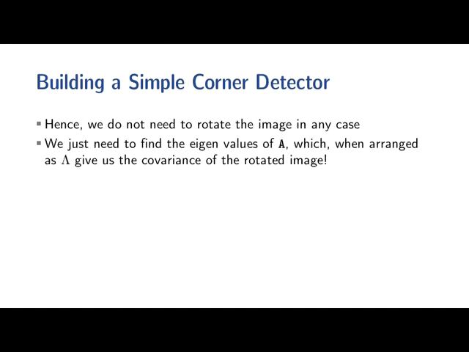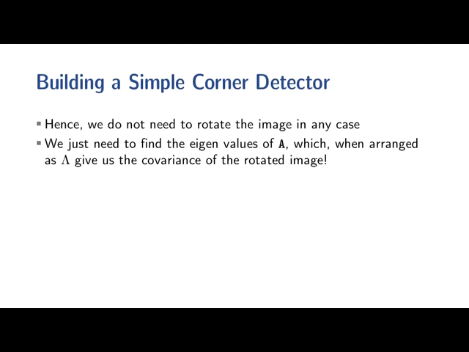Okay, so now here's my strategy. In fact, I have to do no rotation. I don't even have to compute the other forms of the covariance matrix. In fact, I don't even have to do much at all, right? This is what I'll do. We do not need to rotate the image in any case. We just need to find the eigenvalues of A, and that's it. That is the rotated covariance matrix.